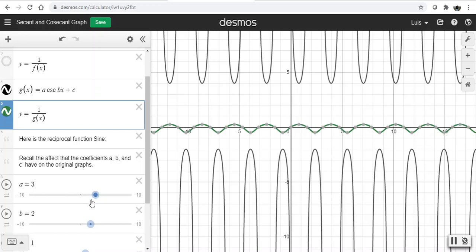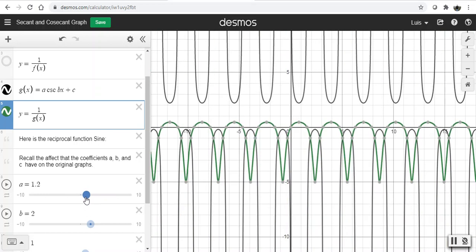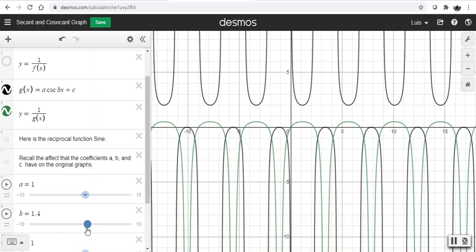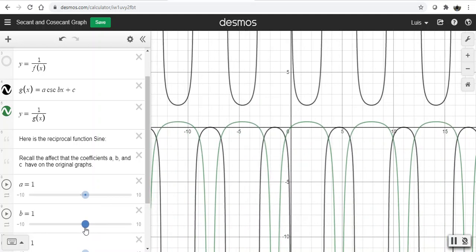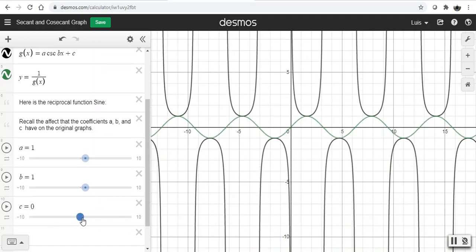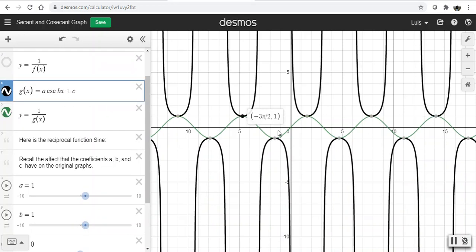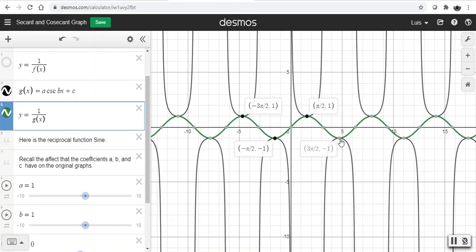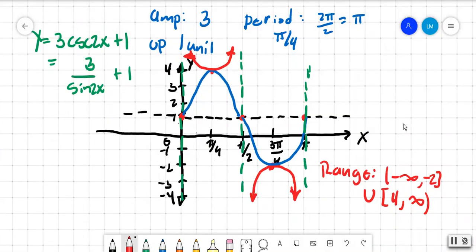If we go ahead and make that a 1, and make this a 1, and change that to a 0, then they do overlap right here, right there, right there. But to be honest, I wouldn't worry too much that it's not matching up using the calculator. We know that using the drawing, it does match up when we look at it like this.